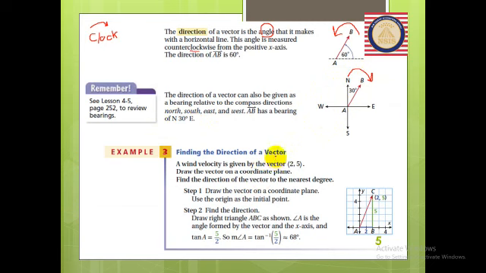Finding the direction of a vector. When the velocity is given by the vector (2, 5), draw the vector on the coordinate plane. What about drawing the vector on the coordinate plane? Of course, we are going to take the initial point as my origin, and the terminal point is the ordered pair (2, 5). Very good. Find the direction of the vector.